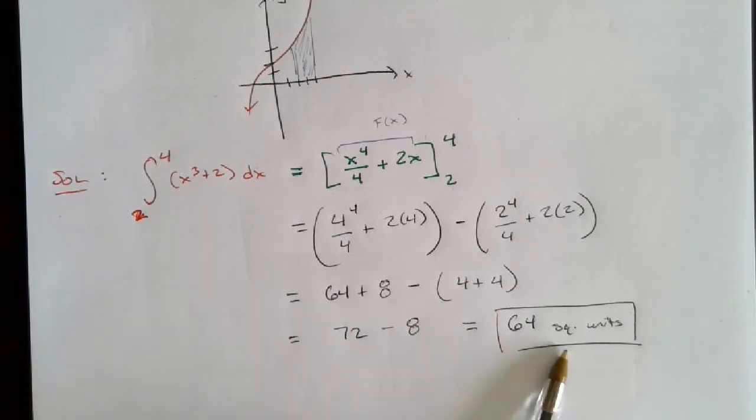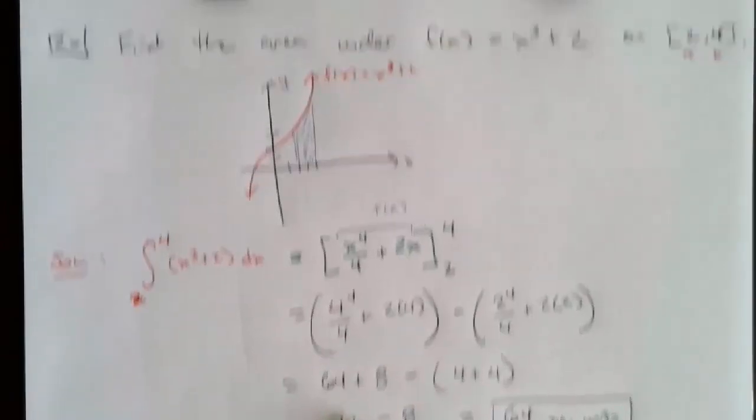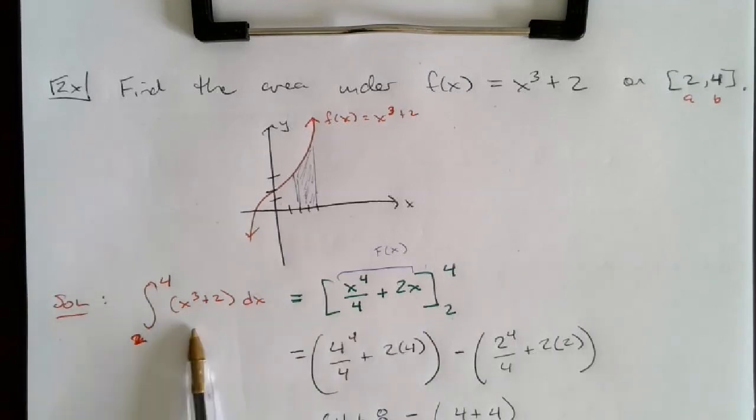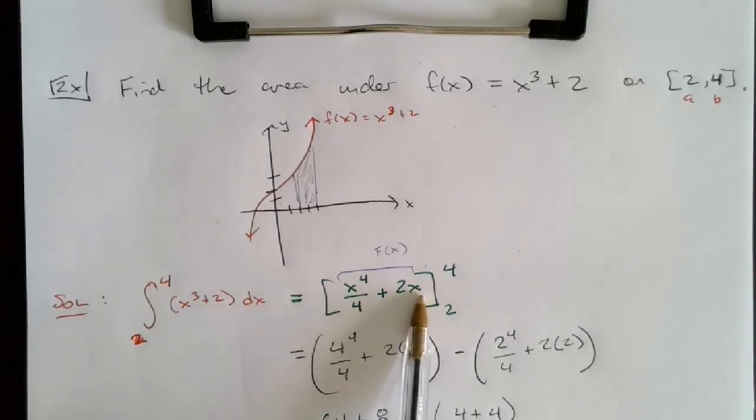All right, so we don't put square units every time, but if we're talking about area, we would. And then you have it. Now, when you took the integral up here, when you evaluated the antiderivative for x cubed plus 2, usually you'd put a plus c at the end.